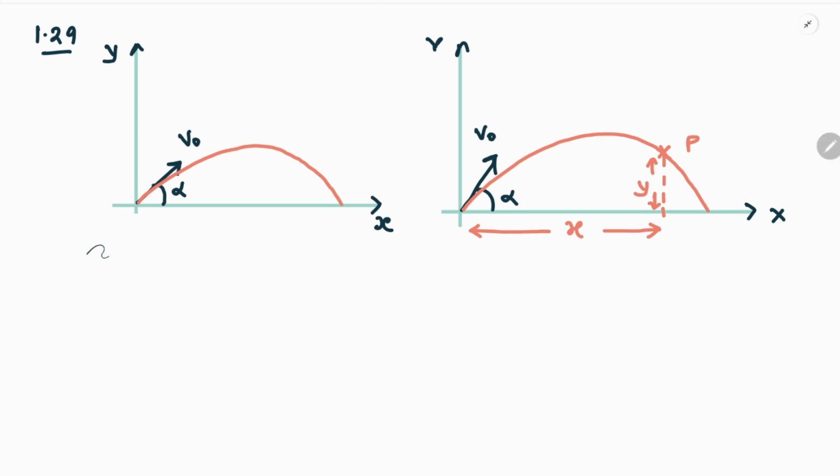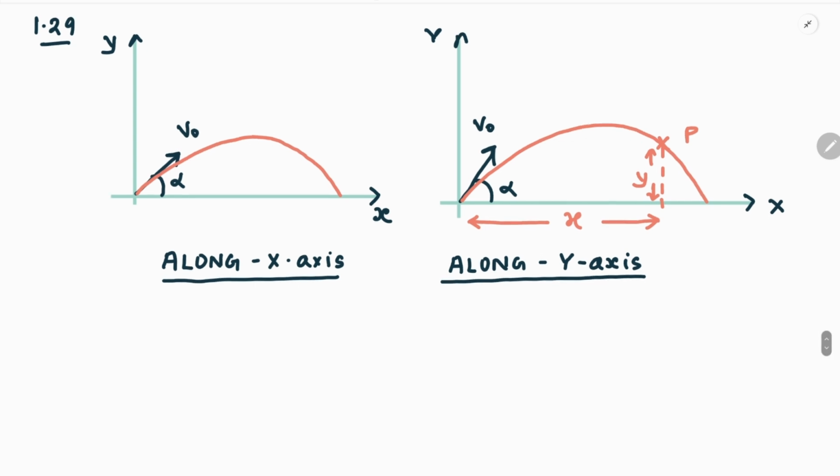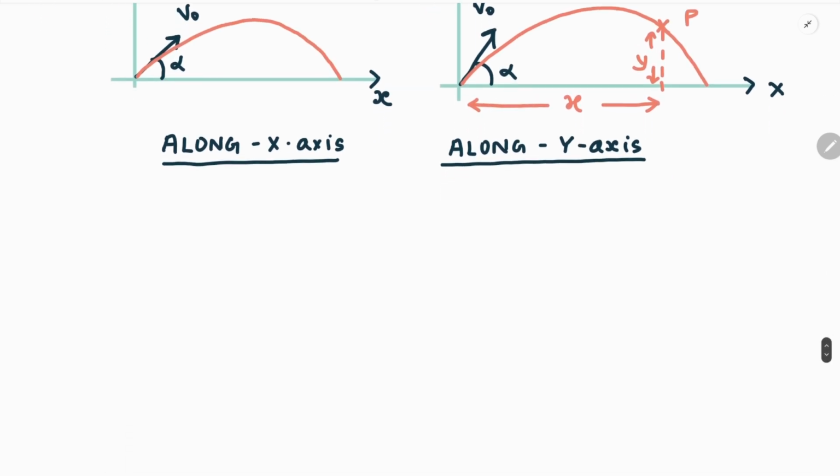So for the first part, we are considering that we are breaking down the motion in the x-axis and y-axis direction respectively. So we will be discussing about along x-axis, and then on the other side we will be discussing along y-axis. Since projectile motion is an example of two-dimensional motion, both the motions are taking place simultaneously. This must be kept in mind.